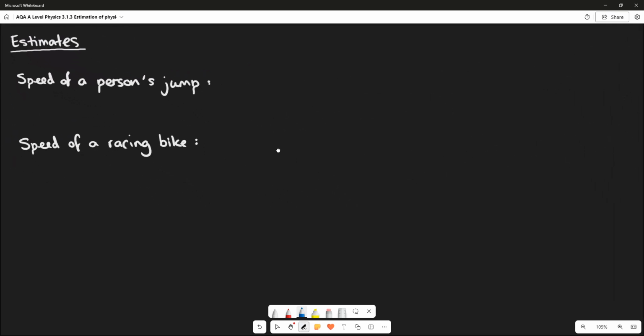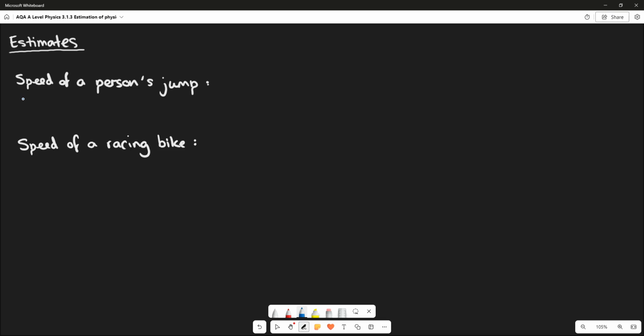Okay, we can also use that sort of understanding to make estimates. Estimates where perhaps there is a lot of data missing, and we're using values that are helpful, that we know are roughly right in ideal situations. So, for example, there is an old past paper question that asks you, what is the approximate speed of somebody who is jumping in the air?